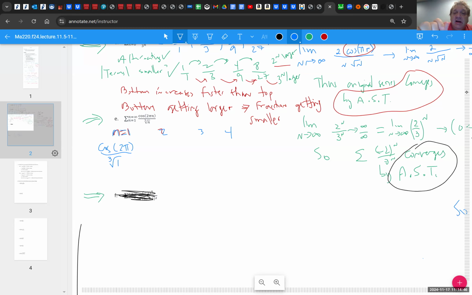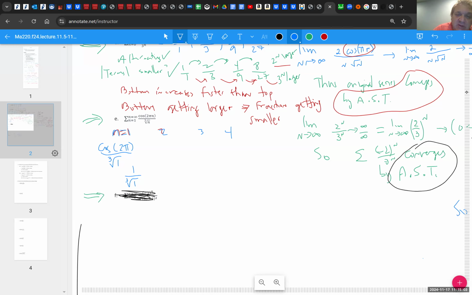Cosine 2 pi, again, grab a calculator if you need to, but 2 pi is a full circle. The x value there is positive 1. So this is 1 over the cube root of 1. I'll just leave it as the cube root of 1. I know it's 1, but we're going to get cube roots of 2 and things like that, so it's just nice to see the pattern if you don't simplify it.